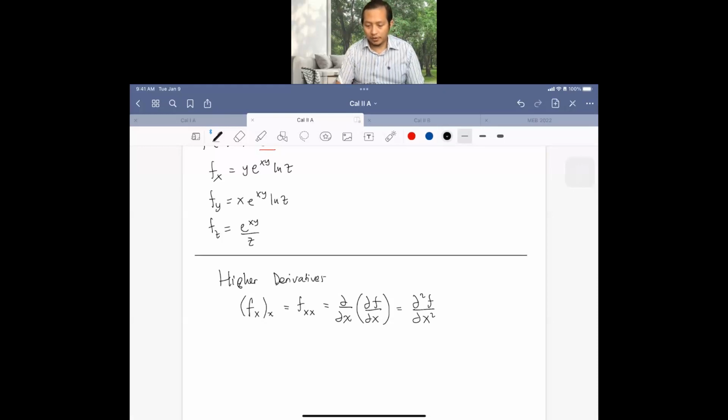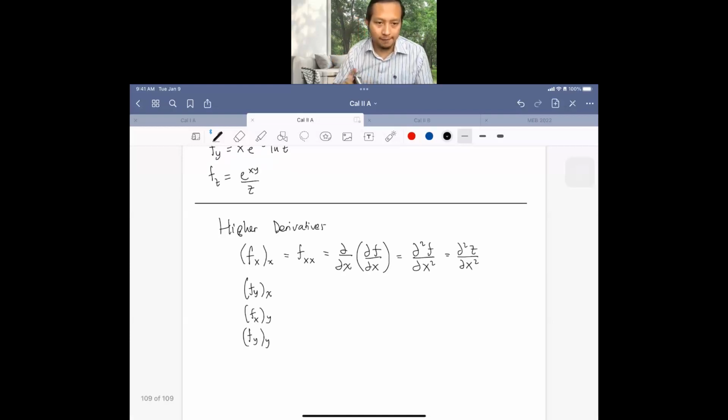Or we can write in terms of z. And similarly, we can write for f_yx, f_xy, and f_yy. We can write with a similar approach. So this we call the second partial derivative.